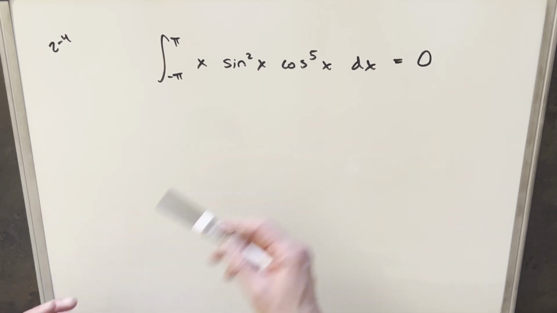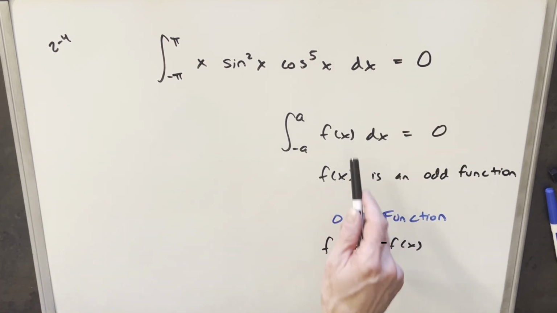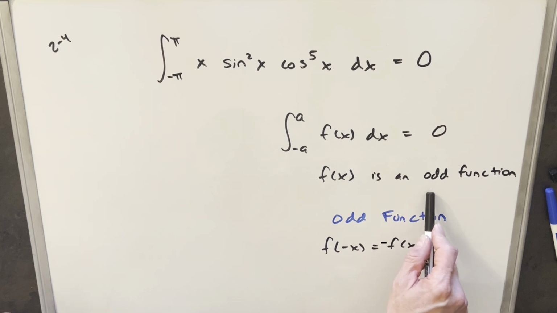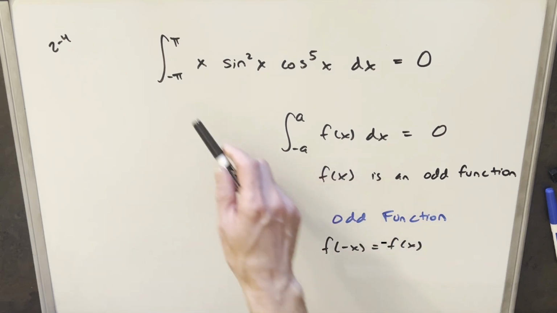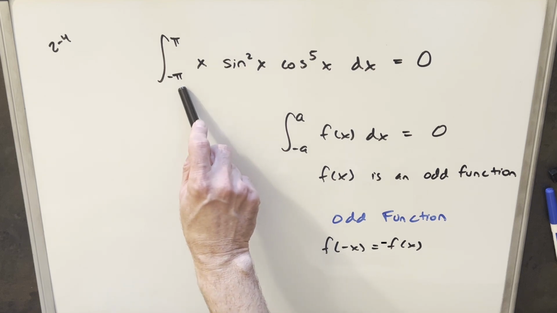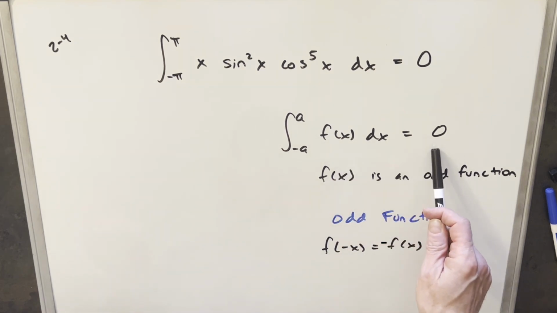Well, what we can do is use the property of odd functions on this. So we have this property over here to the right with f of x as an odd function, and we need our bounds to be finite and symmetric around 0. That works here because we have this symmetry around 0 on our integral. And so if we use this property, we jump right to the solution of 0.